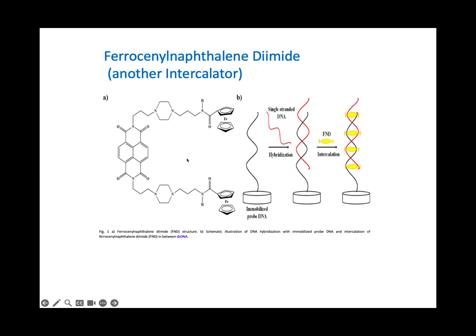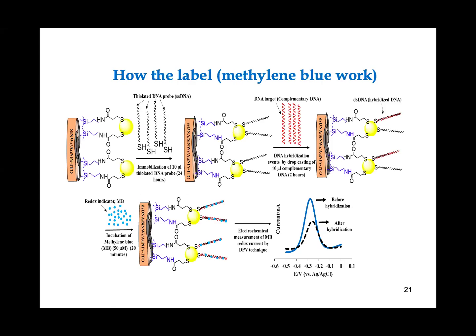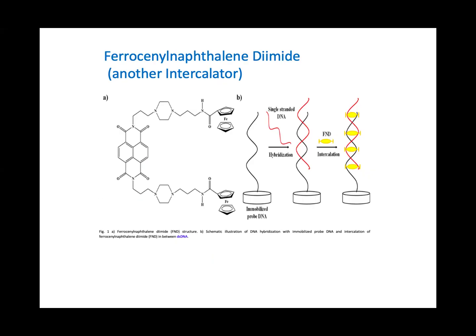So it can behave as an intercalator, and at the same time, they are electrochemically active, right? So methylene blue, okay, you can see the benzene structure, and also the ferrocene compound. Okay, they are examples of intercalator.